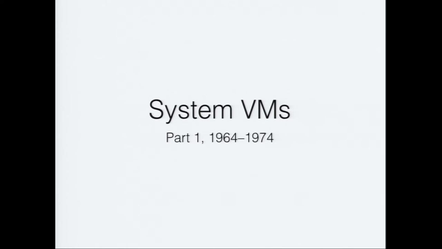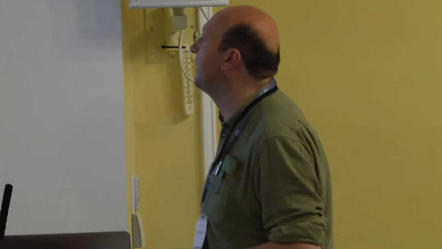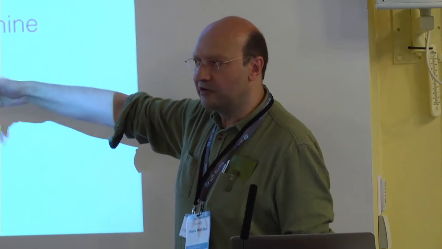What are we doing? System VMs, and I pick this because it's the oldest. What is a system VM? As I said, it's a VM that implements a complete hardware-software interface, user and privileged ISAs typically, and hence can host an OS. It looks like a machine to an OS. You can boot an OS on it. And hence, if it's going to actually act as a machine, it's got to emulate not just the instruction set, but all of the things attached to the instruction set, I/O devices, if it's actually going to do anything useful. We'll come back to that later. In the limit, if you have one of these, your OS and your application can't tell it's running on a VM. It just thinks it's running on the hardware it was designed for.